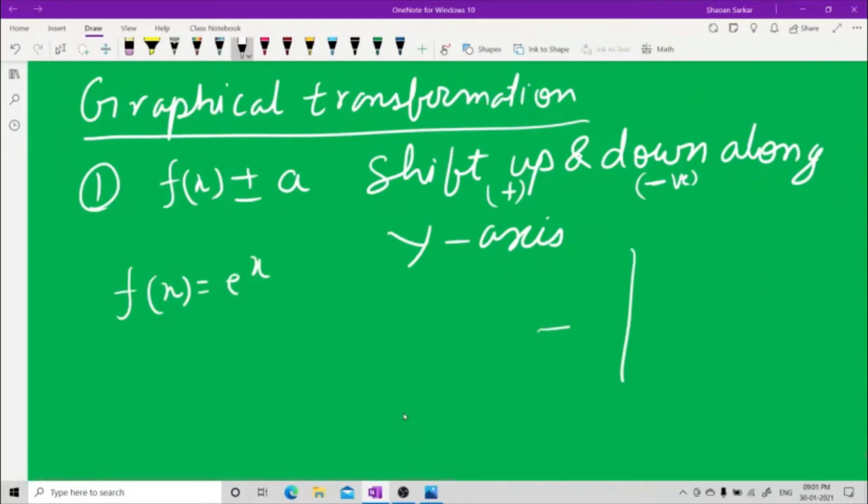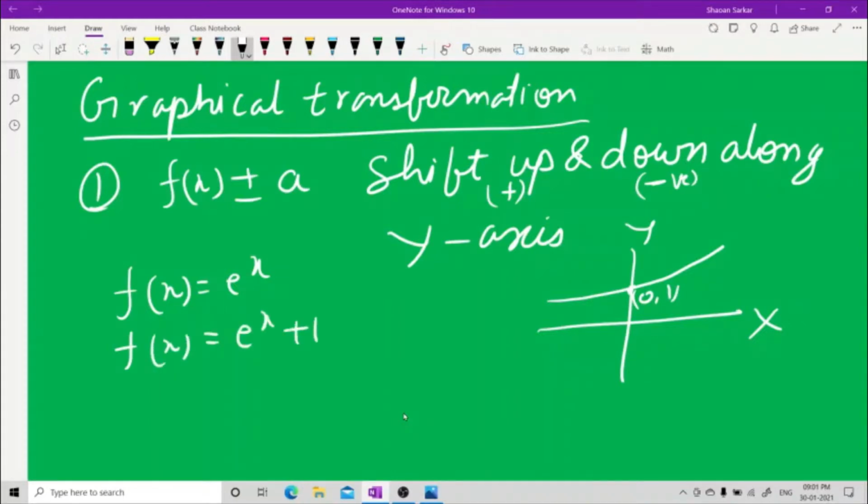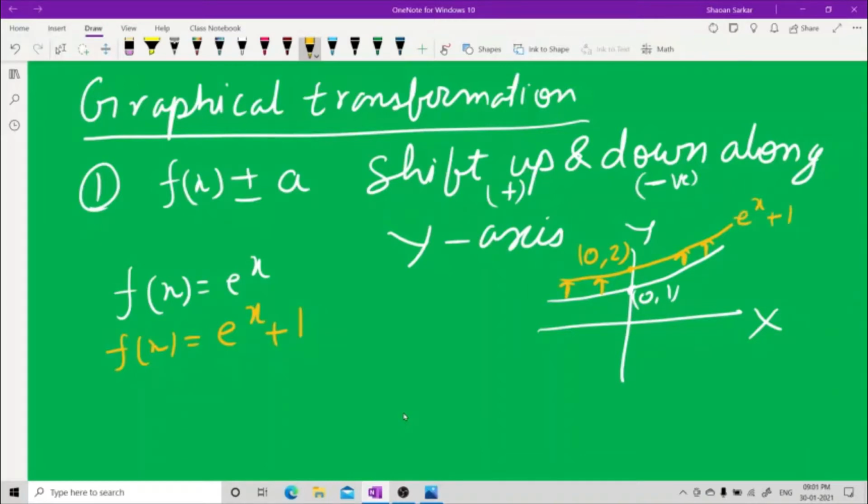You know the graph. This is your x-axis. This is your y-axis. This is the point (0, 1). Now, suppose I write f(x) is e to the power of x plus 1. Let me write this with a different color so that I can sketch the graph. Now it will go from (0, 2). It will shift everywhere by 1 unit up. This is e to the power of x plus 1. This is e to the power of x, the white one.